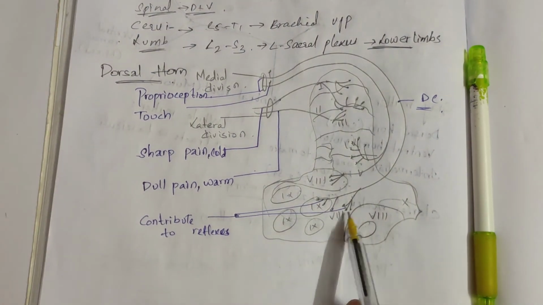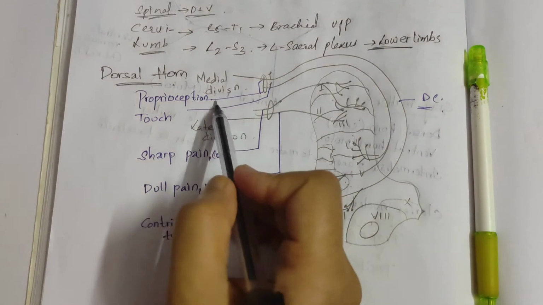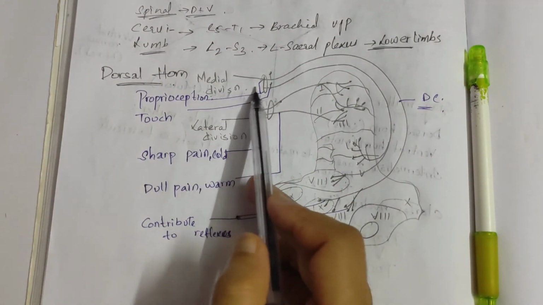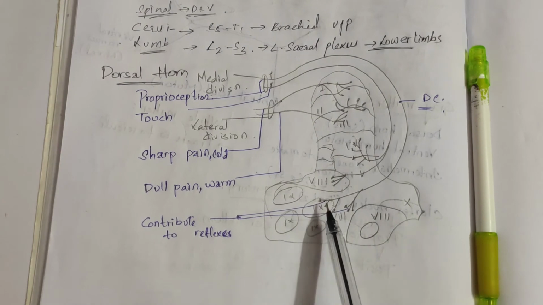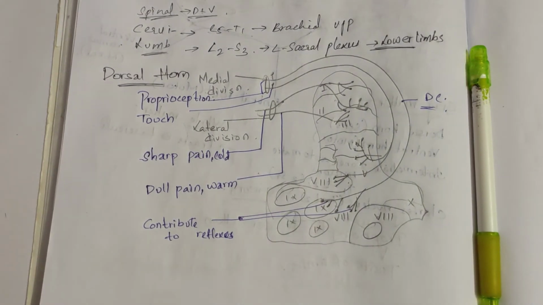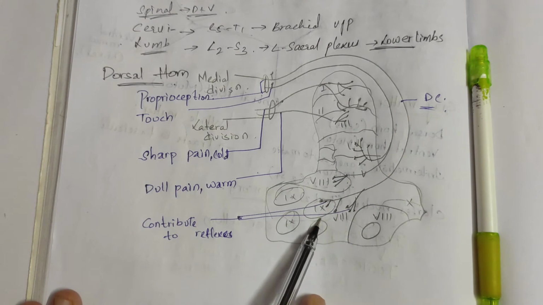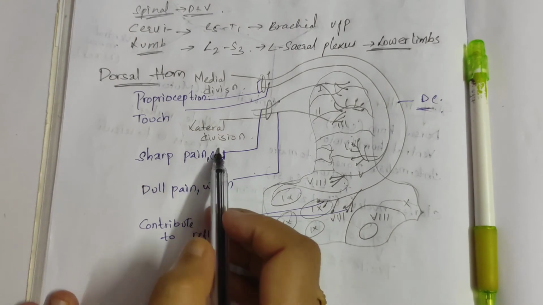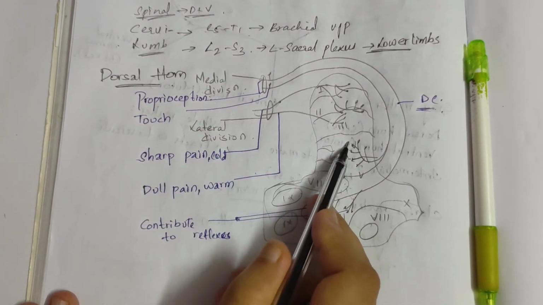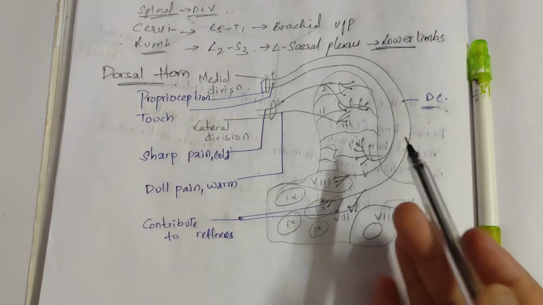We can see here some of the divisions going here and there. Basically it is divided into a medial division and a lateral division. The medial division, which is pseudo unipolar neurons, goes directly into the ventral horn. It bypasses the dorsal horn for reflexes, and a few may enter the dorsal columns also. And the lateral division synapses in the dorsal horn.